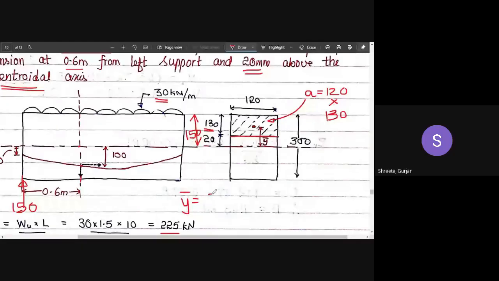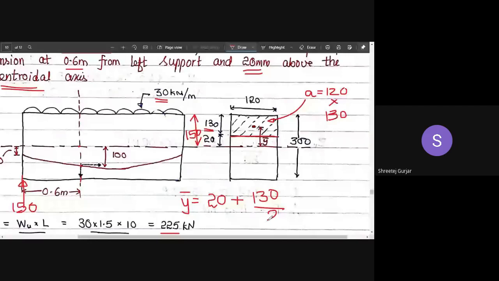85, sir. Okay, 85 is the correct answer. What you have told me is correct. So how have you arrived at 85? 20 plus 130 by 2. Correct. So this is equal to 85 mm.